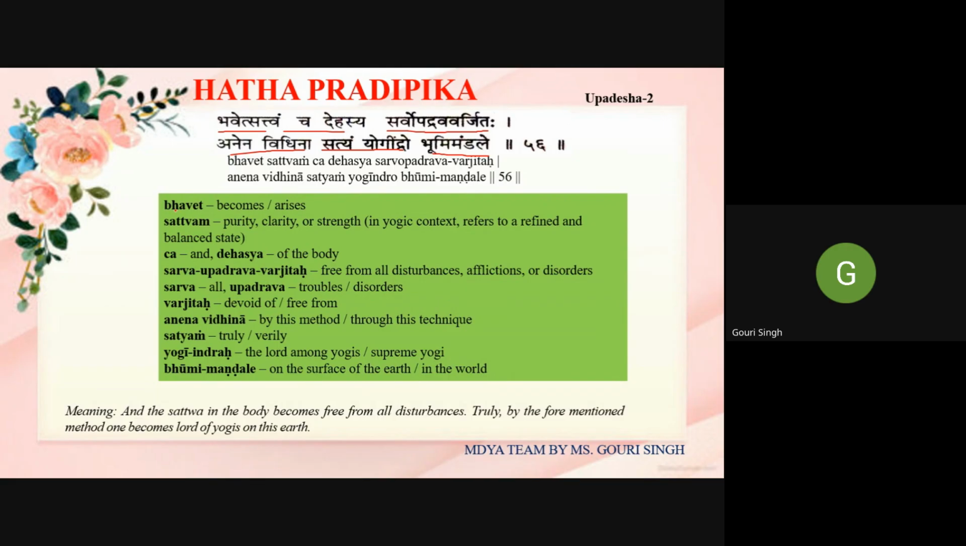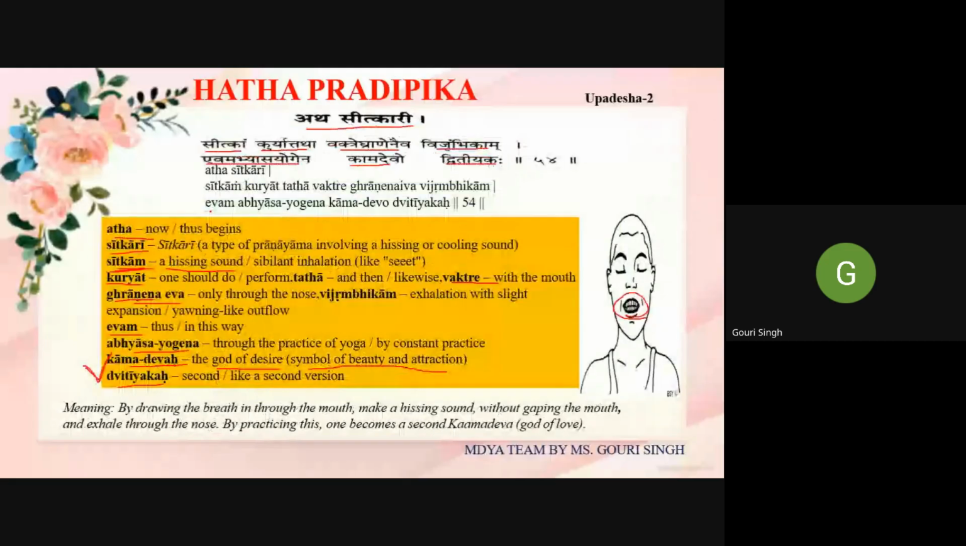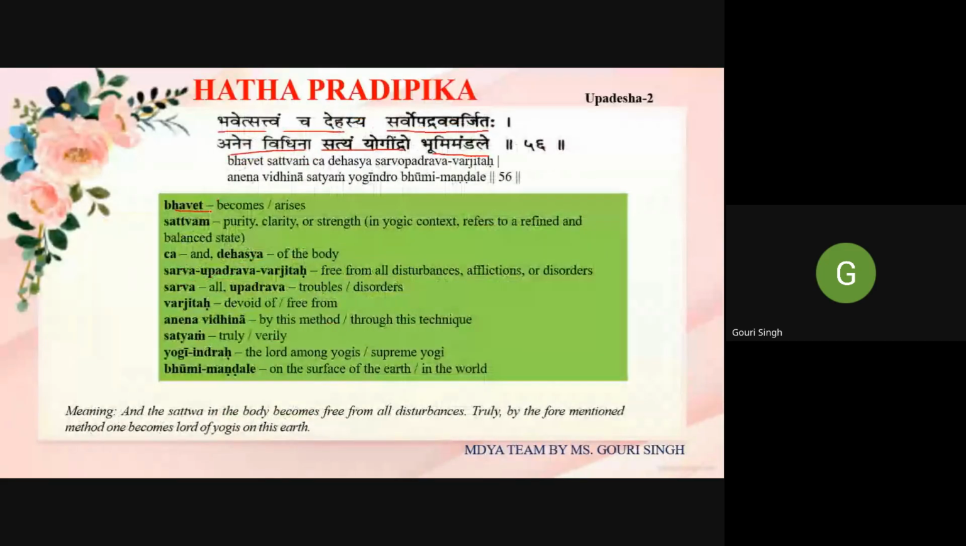Bhavet sattvam means here the sattva bhava will increase in the body. Sattva means positivity and clarity. We already discussed what sattva, tamas and rajas are. So here it is said that sattva bhava will increase in the person who is practicing the Sitkari. Cha dehasya means it will increase in the body.